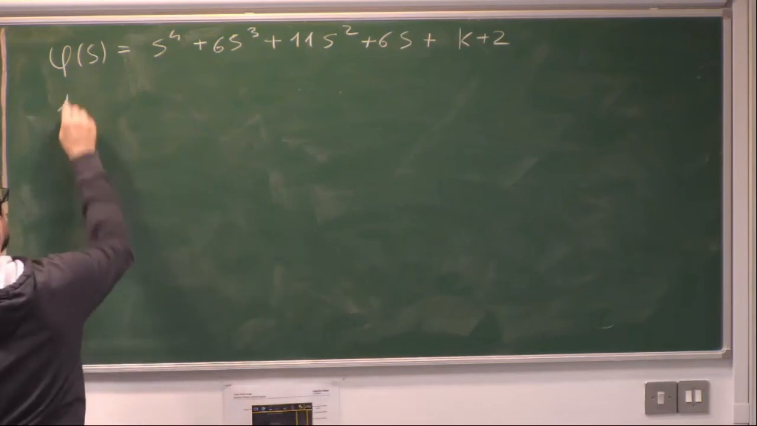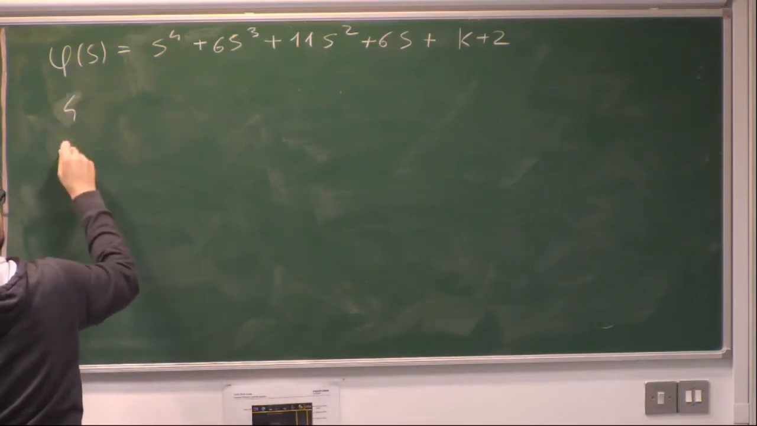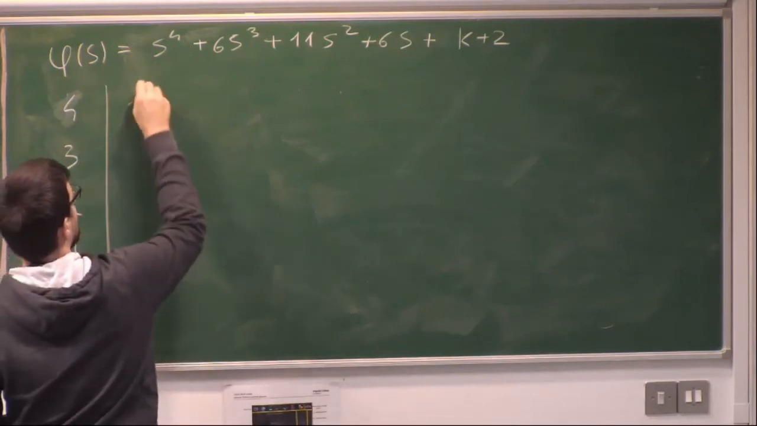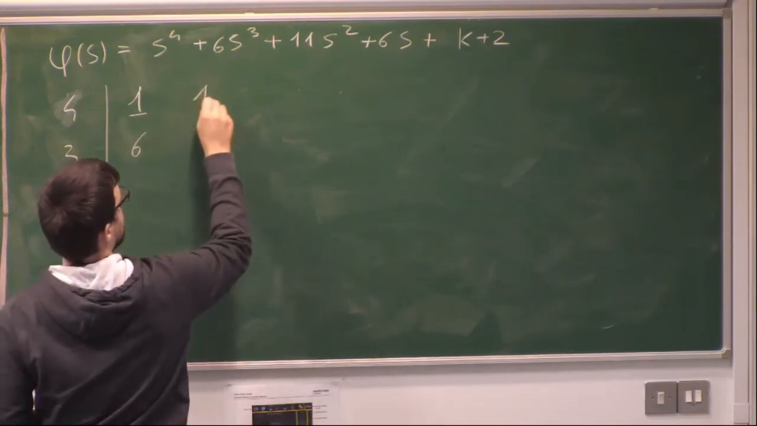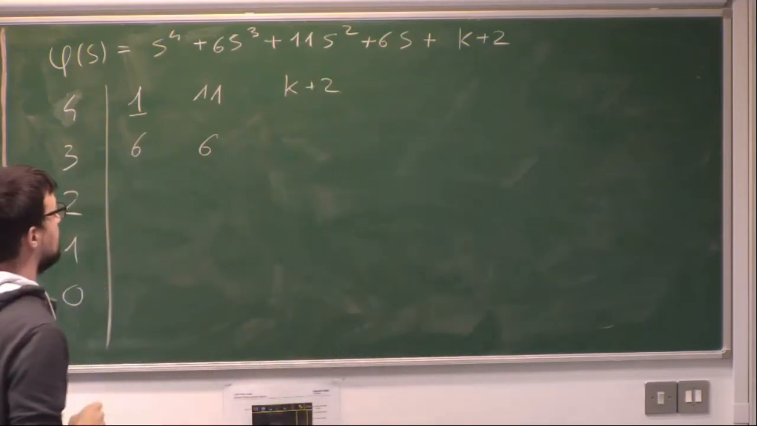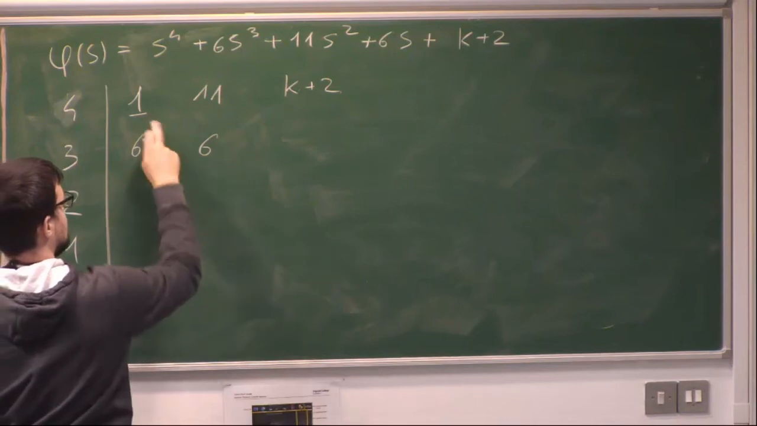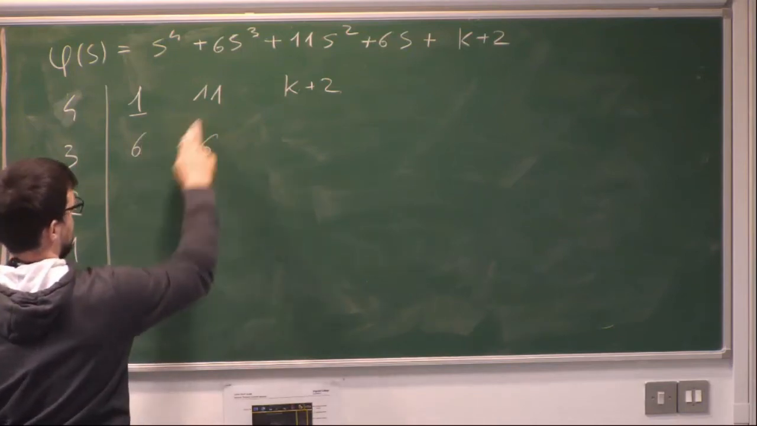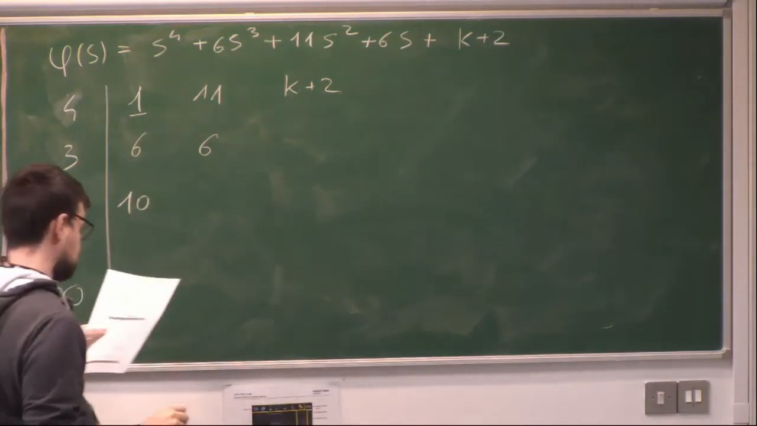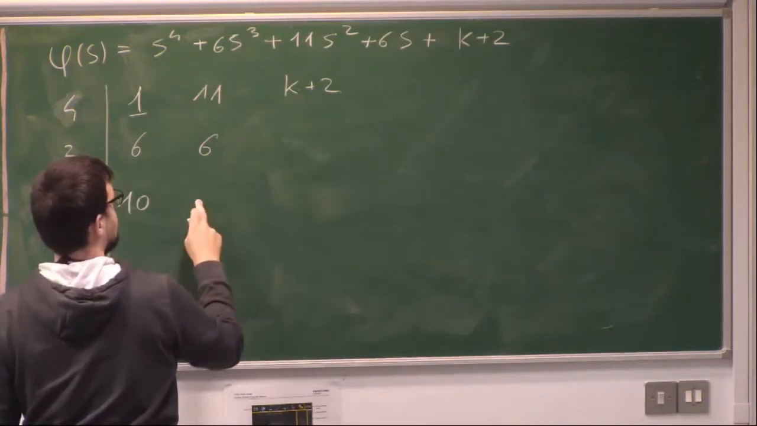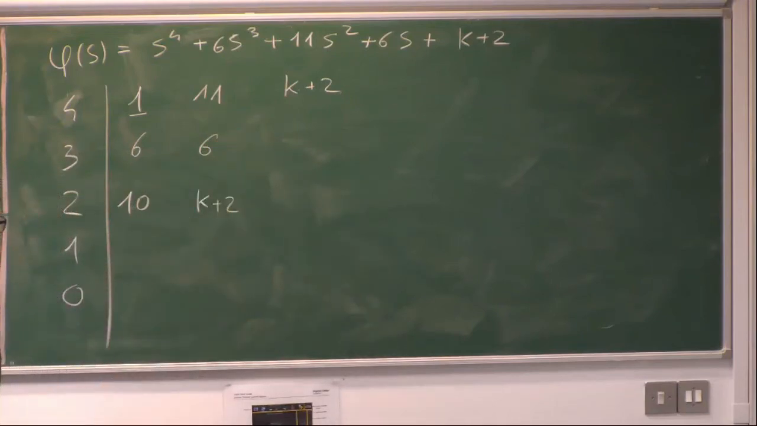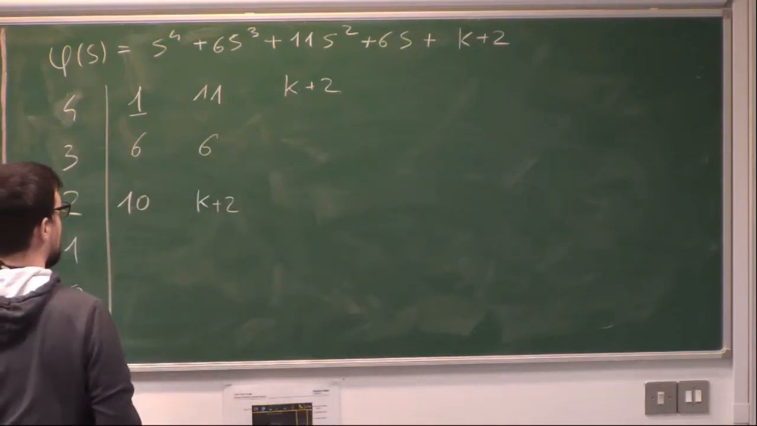So to solve this exercise, we construct the Routh table, so 4, 3, 2, 1, 0. And so we have 1, 6, 11, 6, k plus 2. Then we construct our table. So the element here is 6 minus 66, so it's minus 60, divided by minus 6, so it's 10. Then the element that goes here will be k plus 2, because of the trick from before.